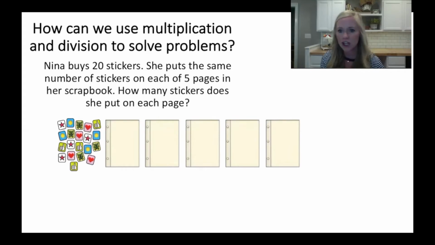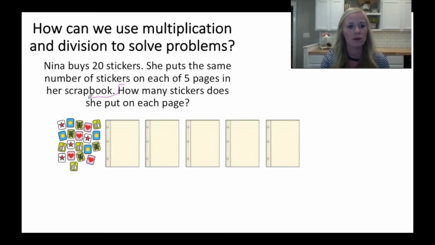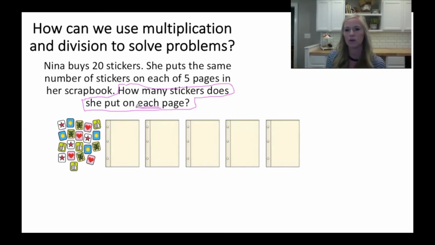So before I even try and start solving this problem, I want to ask myself a few questions. Alrighty? So first, what is this question even asking me to do? So it's asking me how many stickers, I'm going to get my pen back out. How many stickers does she put on what? Each page. Okay? And that each is really important. So how many stickers does she put on each page? So when I'm thinking about that, I'm thinking I'm not looking for a total.